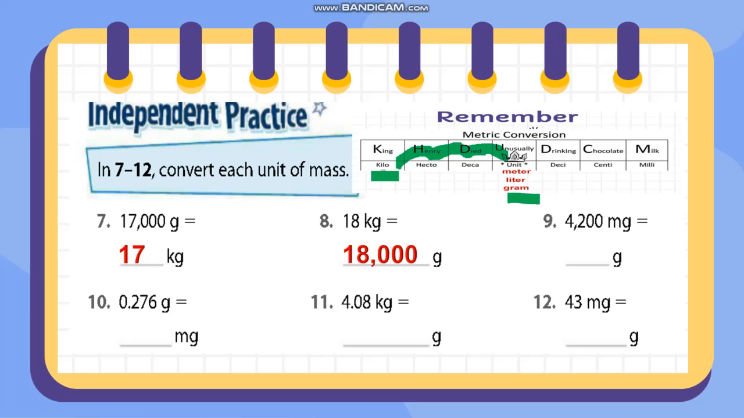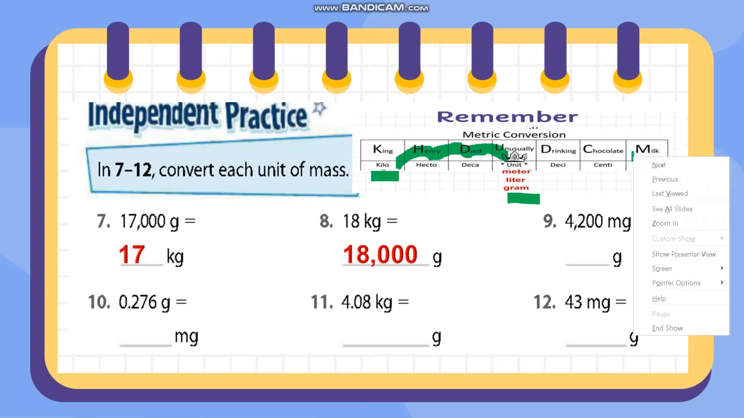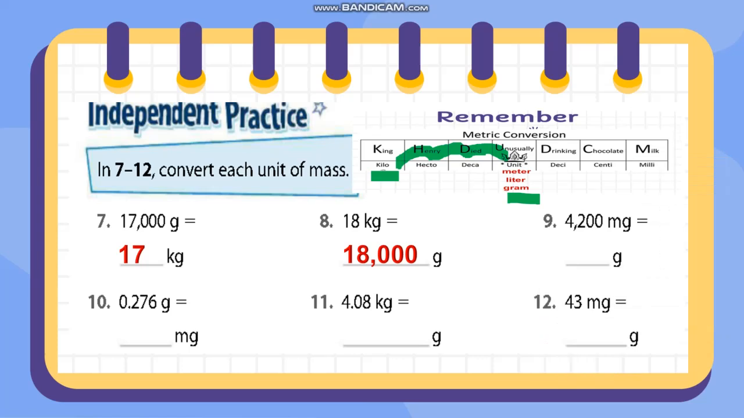Another example, we have 4,200 milligram convert into gram. So milligram to gram. So how many movements? 1, 2, 3. It means that is 1,000, and that is from smaller unit to bigger unit. So it means we're going to divide by 1,000. Dividing by 1,000 means 3 movements going to the left. 1, 2, 3. So my decimal now is in between 4 and 2. The answer is 4.2 grams.